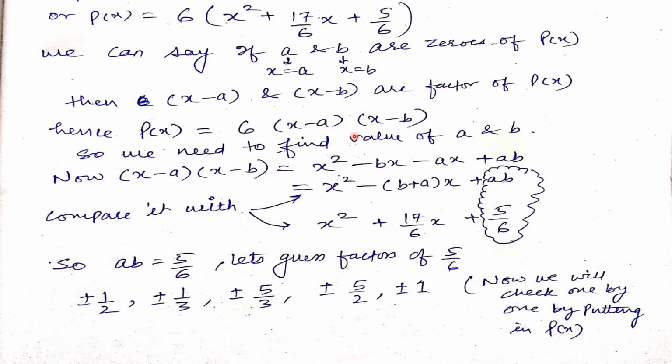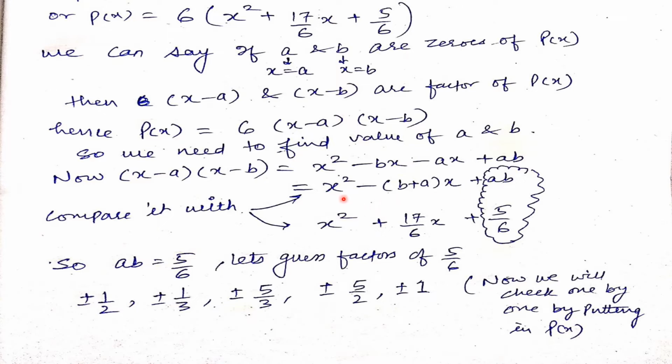The only problem we have is these unknown a and b. So our complete thought process should be to find these values of a and b. Now let's see. We all know the formula of (x − a)(x − b) is x² − bx − ax + ab. I explained this also. This is the main formula: x² − (b + a)x + ab.